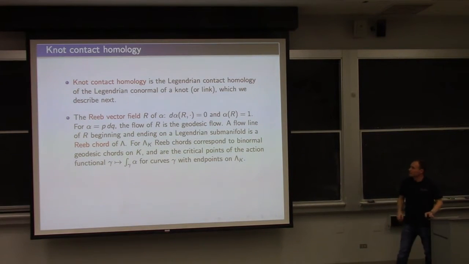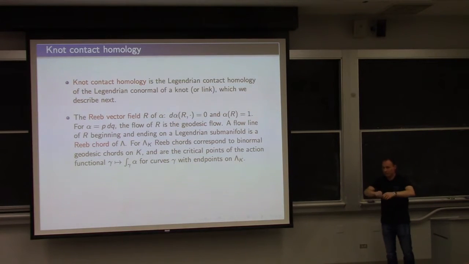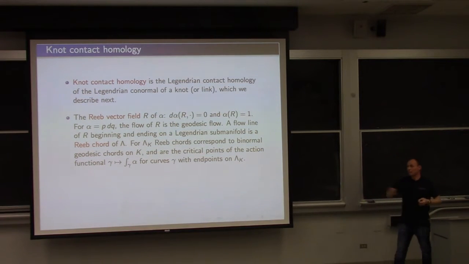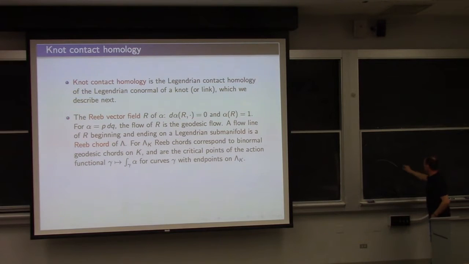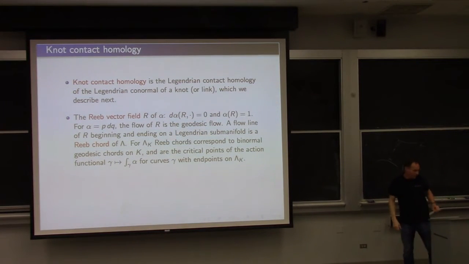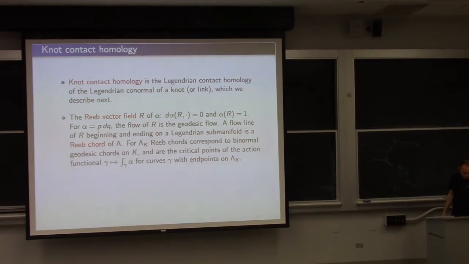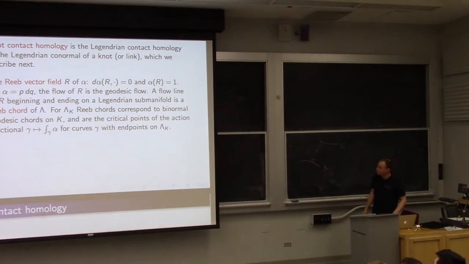And in this case, it's simple. If you look down in the base, there will be just geodesics beginning and ending on the knot and meeting it at right angles. So here's your knot K and here's another piece, and then you have a geodesic which meets it at right angles. These are the critical points, and therefore the generators of our complex.